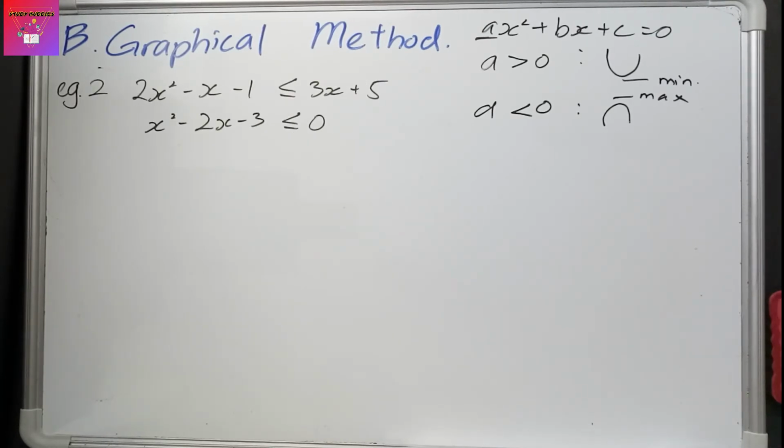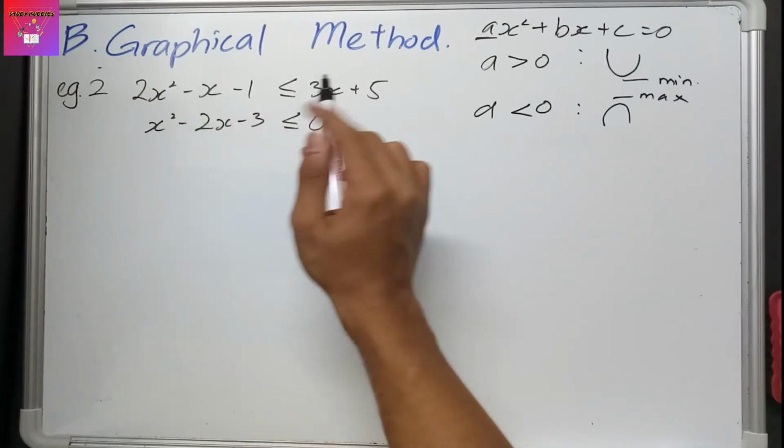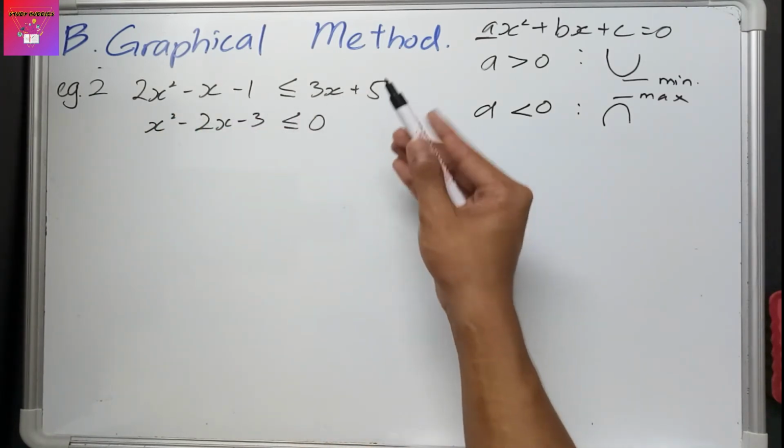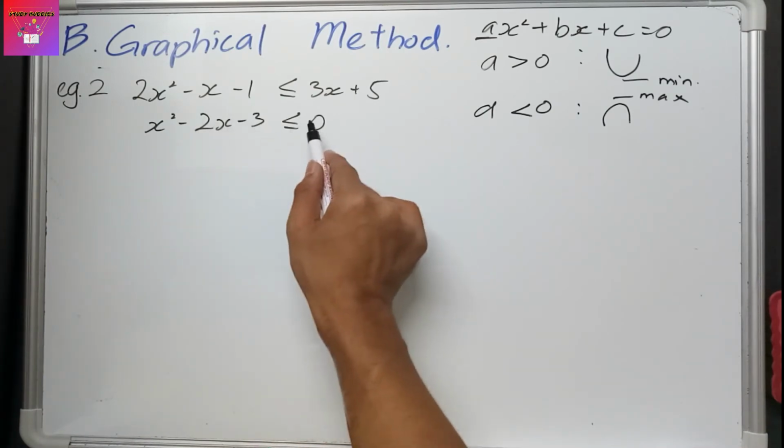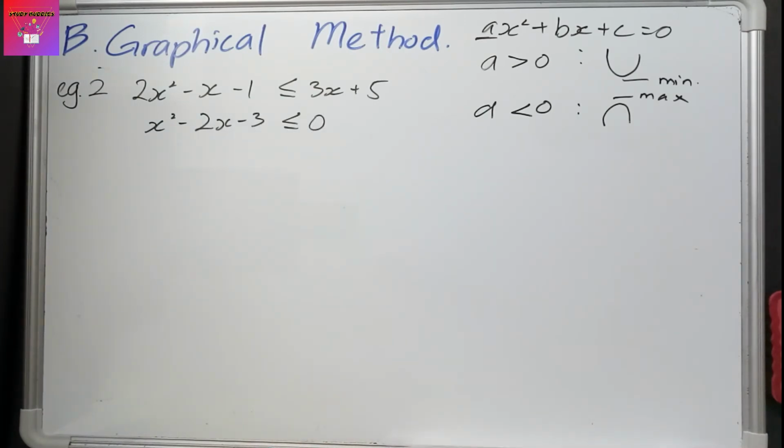So let's move to our second example. As I mentioned, same example as just now. 2x squared minus x minus 1 is lesser than or equal to 3x plus 5. After simplifying, we are going to get x squared minus 2x minus 3 is lesser than or equal to 0.